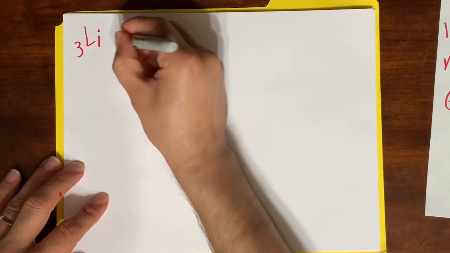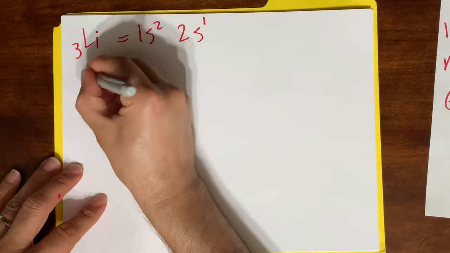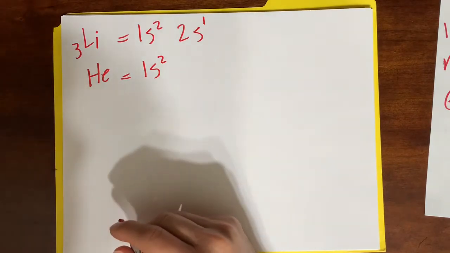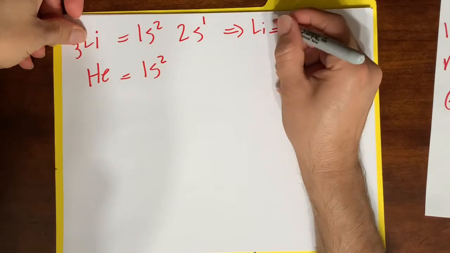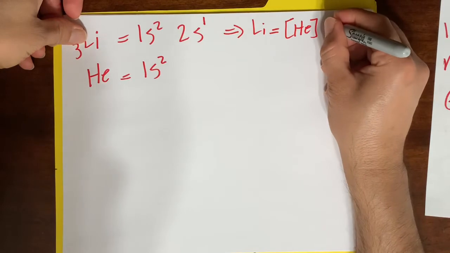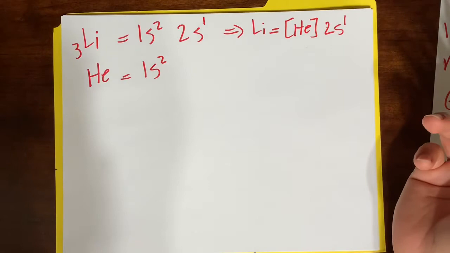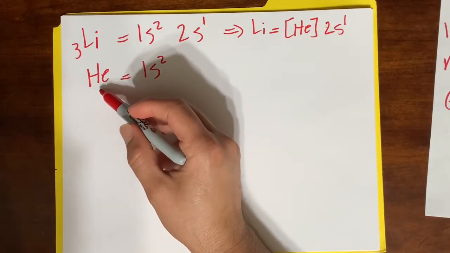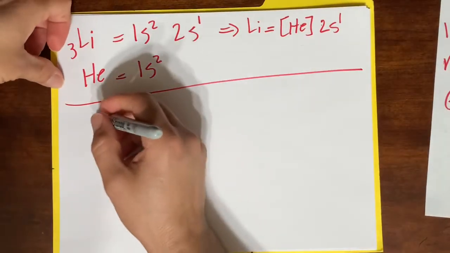Lithium, we said 3, it will be 1s2, 2s1. Helium is 1s2. Okay. The short electron configuration of lithium will be helium 2s1. For lithium, you don't have any option, because this is the first noble gas, so I can write helium again. How about this? Neon.